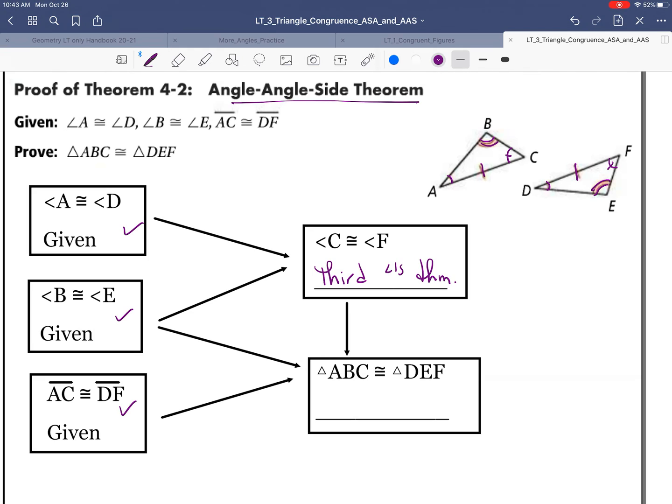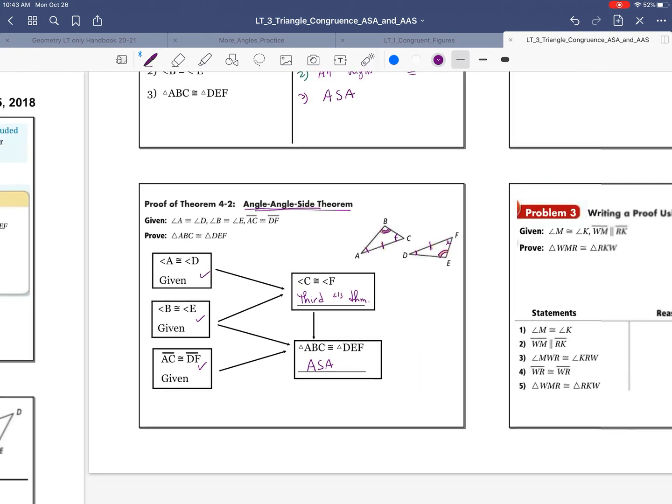So you see how we've got angle side angle angle. What if I used angle side angle? Because I'm trying to prove the angle side. So I don't need to use that. I could use angle side angle. And that proves the two triangles congruent.